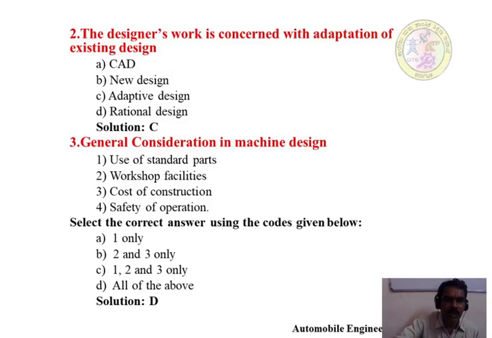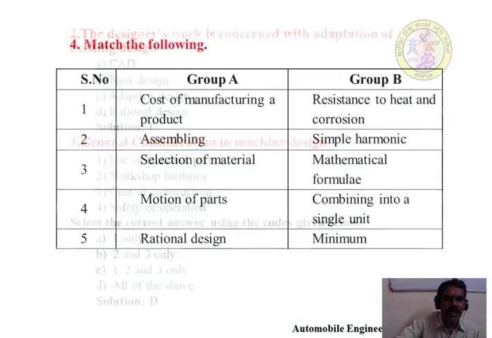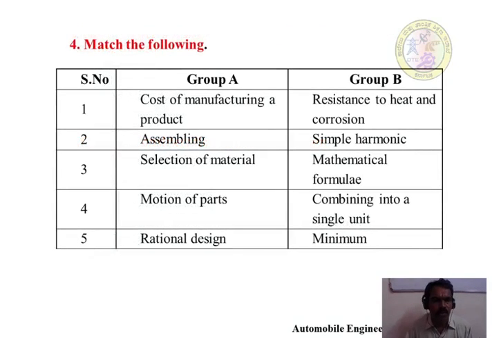So now coming to the next question, that is the fourth. It means match the following. So match the following, almost you do it yourself. That is your duty, what I have explained in all topics. So first one is rational, cost of manufacturing a product. Okay, so here this is in group A.